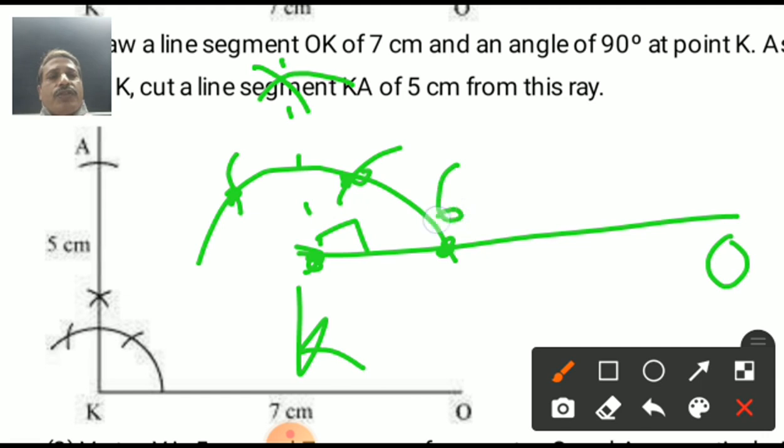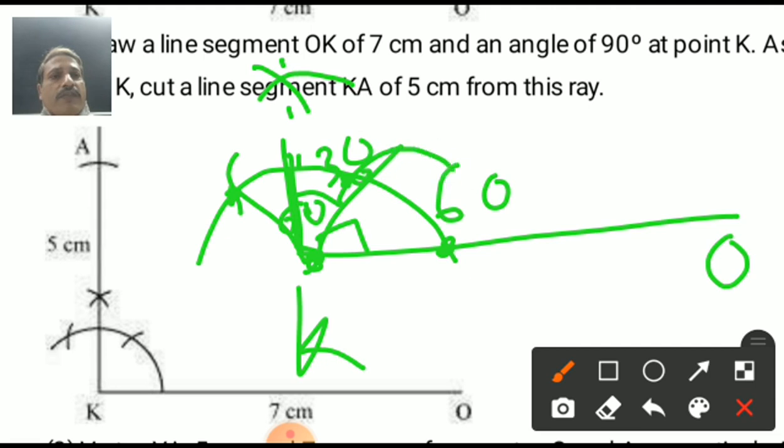Why? Because this is a 60 degree angle, and this is another 60 degree angle. But I don't want 120, I want 90. So half of 60 is 30. This is a 30 degree angle. So 30 plus 60 gives me 90 degrees. Clear? Any doubt? No. Good.